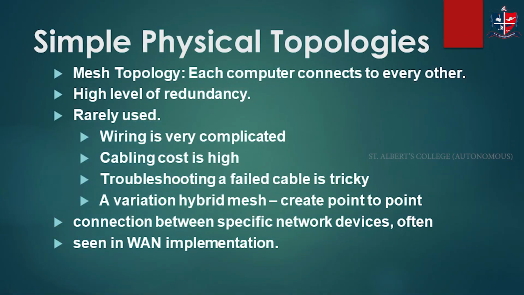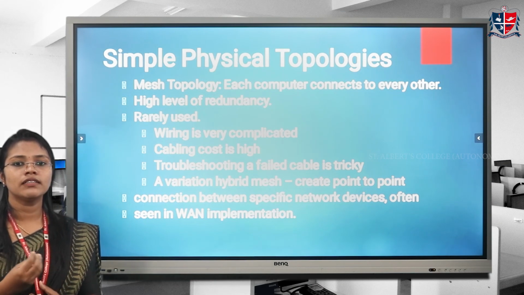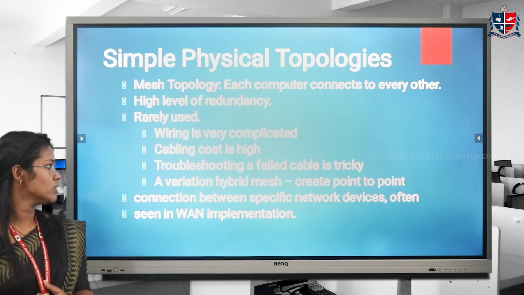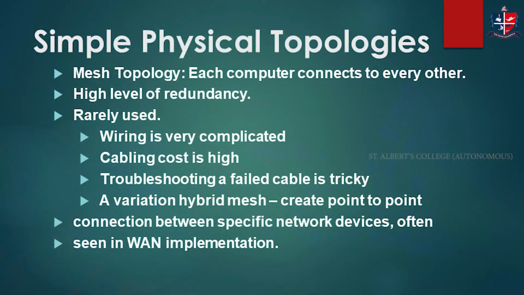Because wiring is very complicated, we need more wires, and cabling costs become very high. Troubleshooting a failed cable is very tricky because we can't easily identify which cable is lost. A variation, hybrid mesh, creates point-to-point connections between specific network devices and is often seen in some implementations. So it is actually a rarely used topology.